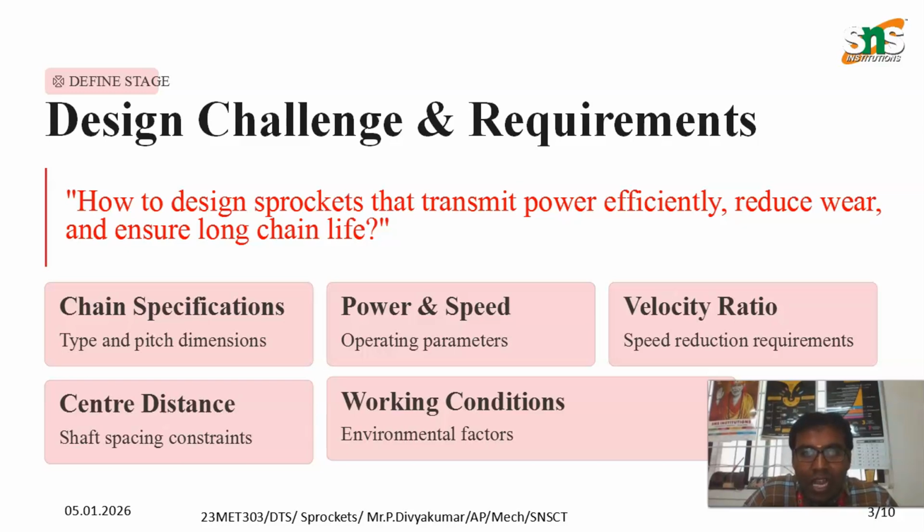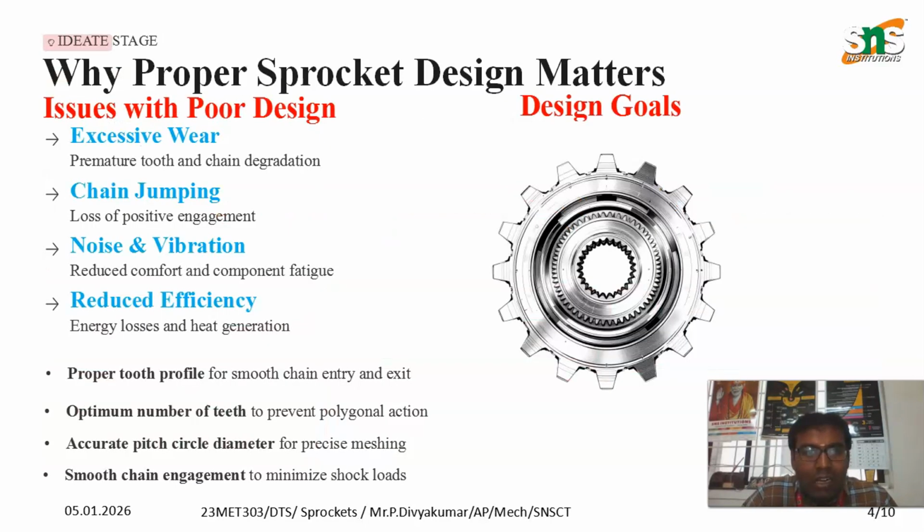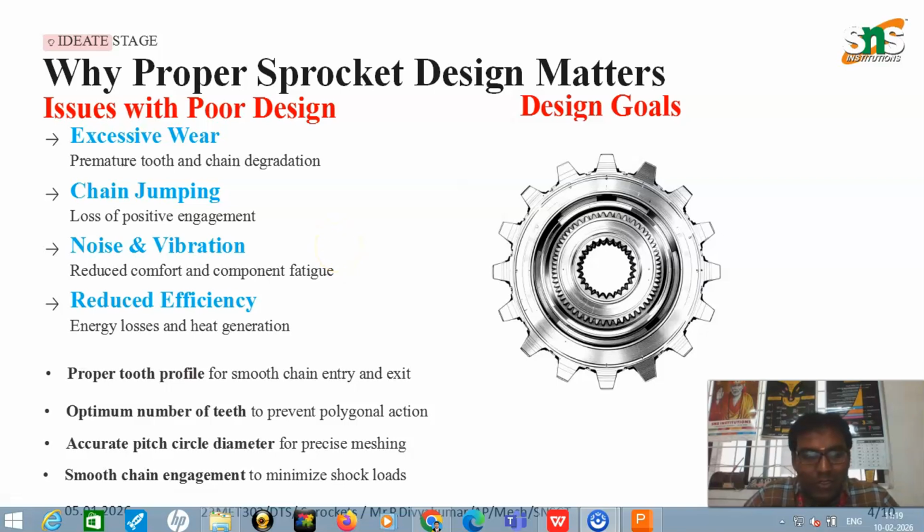Next we will discuss the design procedure. Before that, why proper sprocket design matters: in order to avoid excessive wear, chain jumping, noise and vibration, reduced efficiency, energy losses and heat generation, etc. Our major design goal is to produce the proper tooth profile, and also select the optimum number of teeth and accurate pitch diameter for the smooth engagement of the chain with the sprocket.